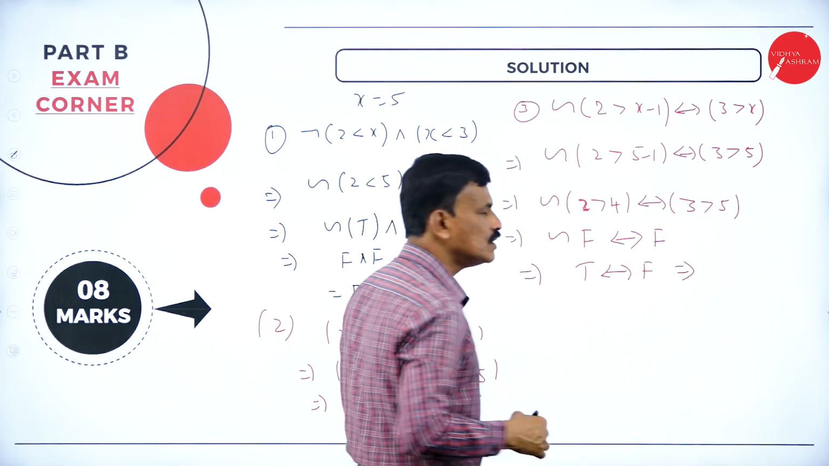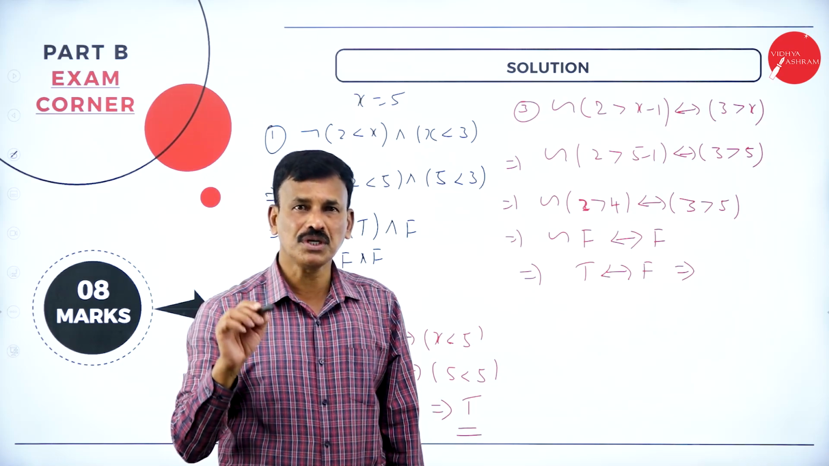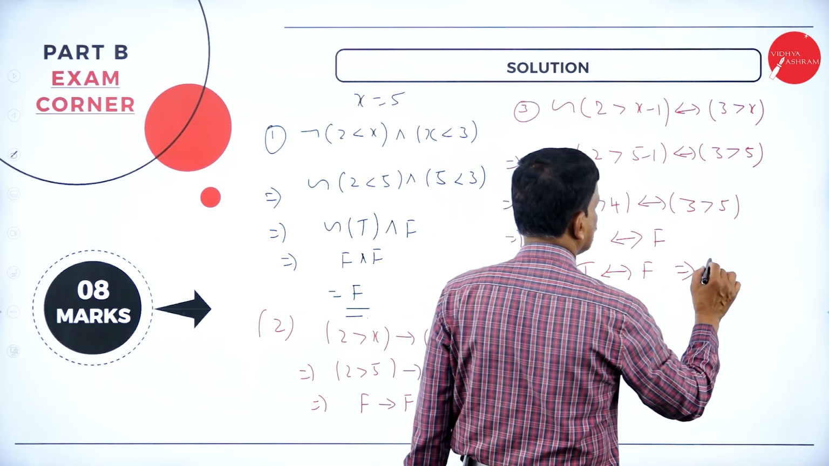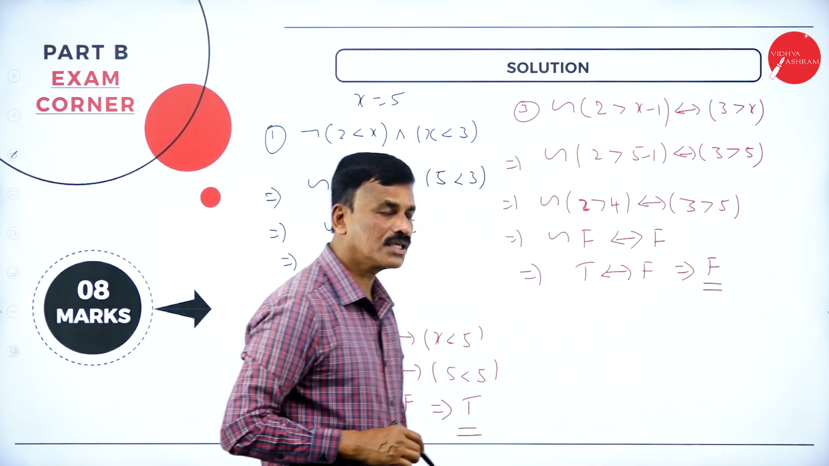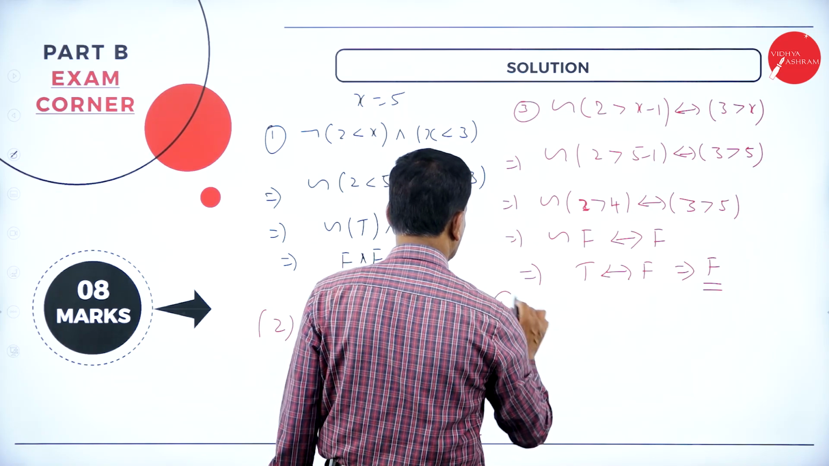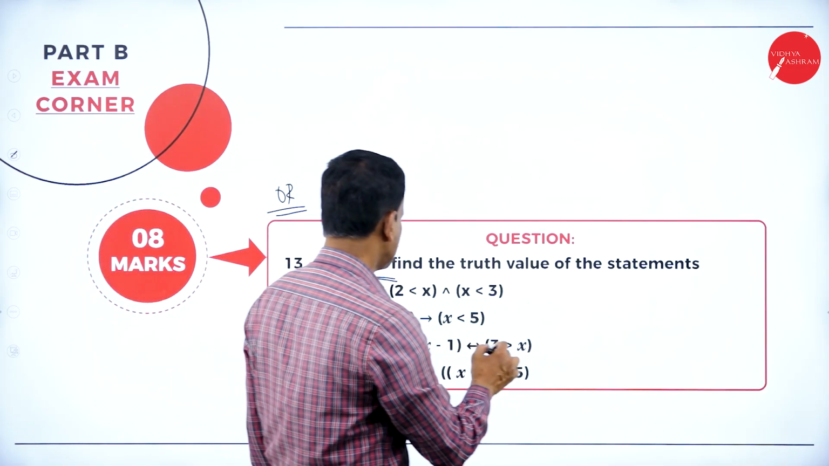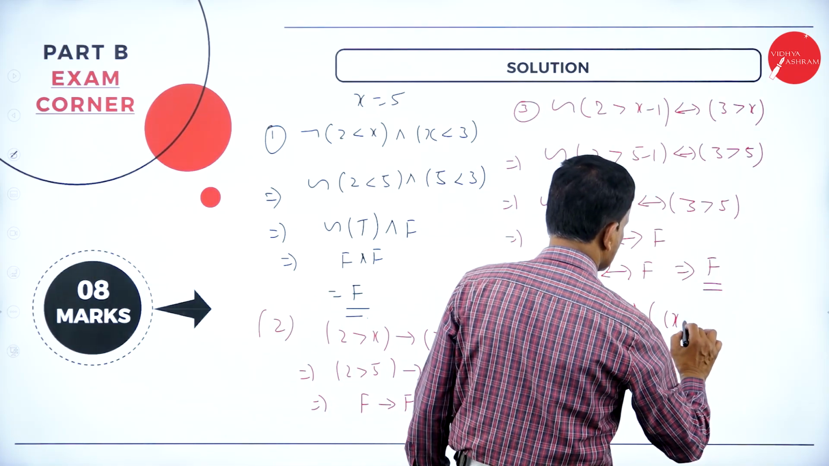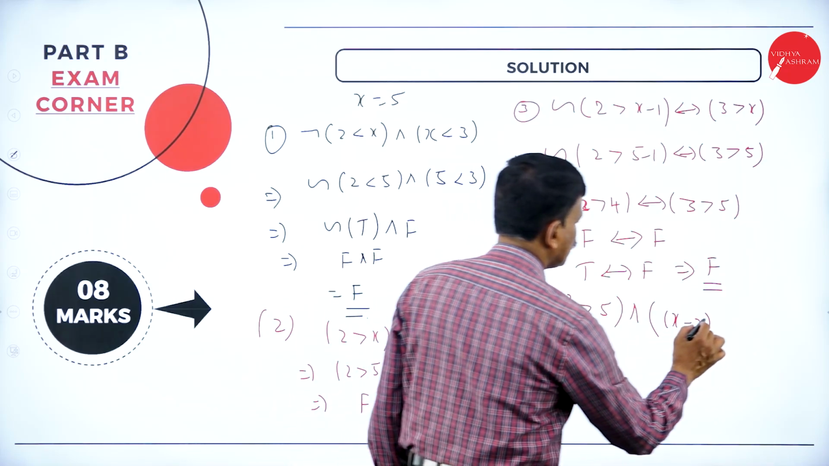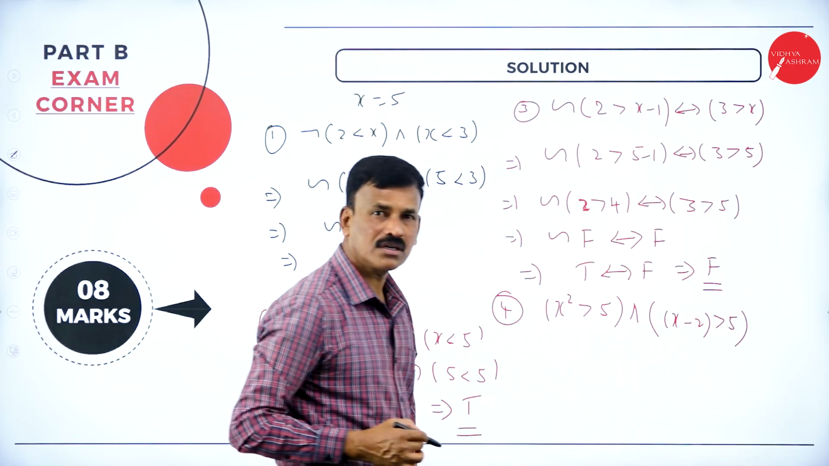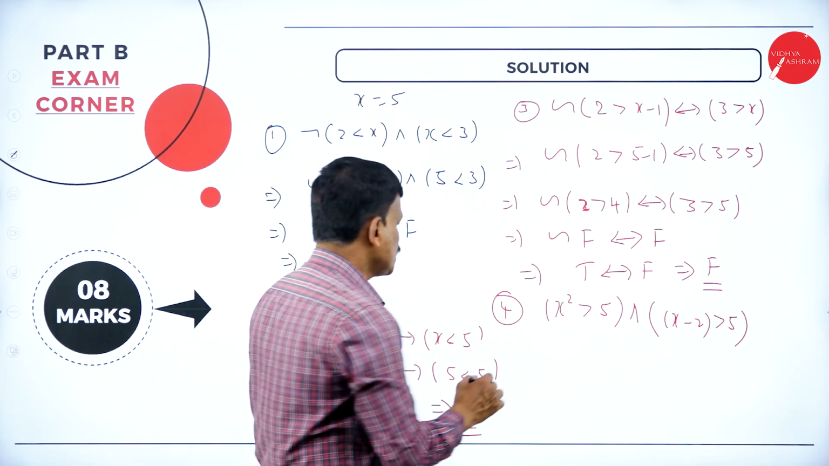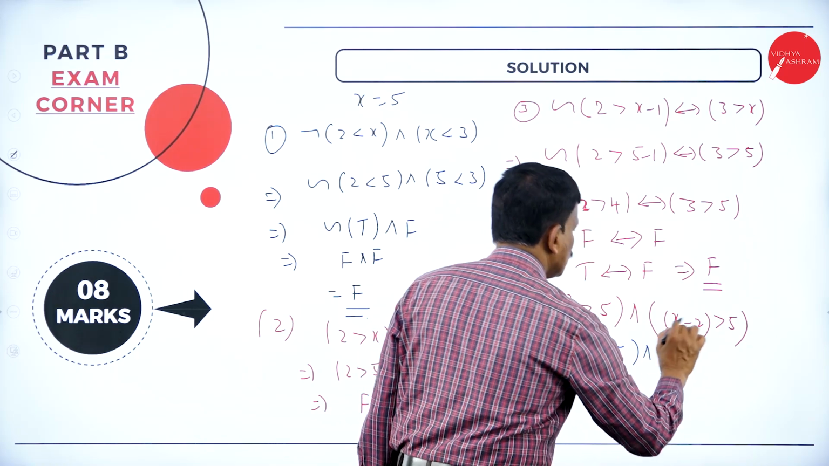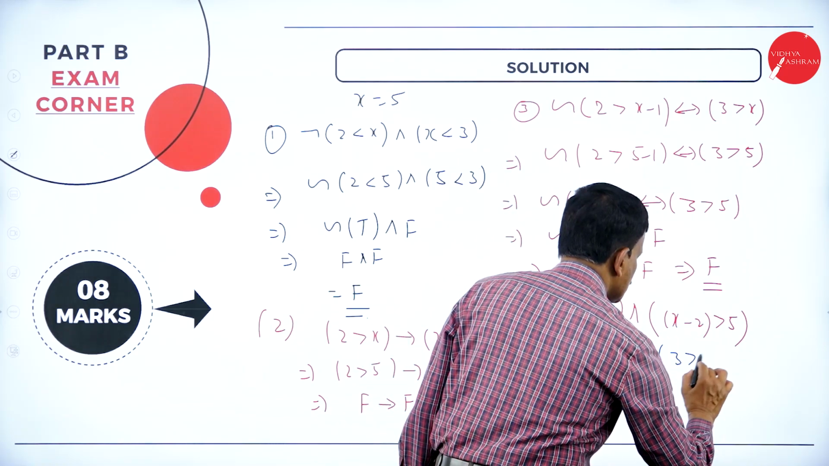So what is this equal to? In case of biconditional, true and true is true, false and false is true, in all other cases it is false. So T biconditional to F is F. That's it. Now the last one, the fourth one: x square greater than 5, conjunction x minus 2 is greater than 5. This is the given statement, right? x square greater than 5 implies 5 square, 25 is greater than 5, conjunction 5 minus 2, which is 3, is greater than 5.